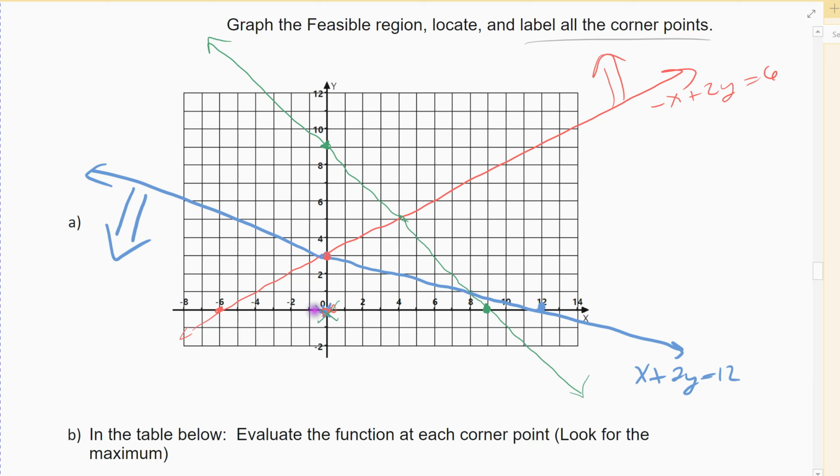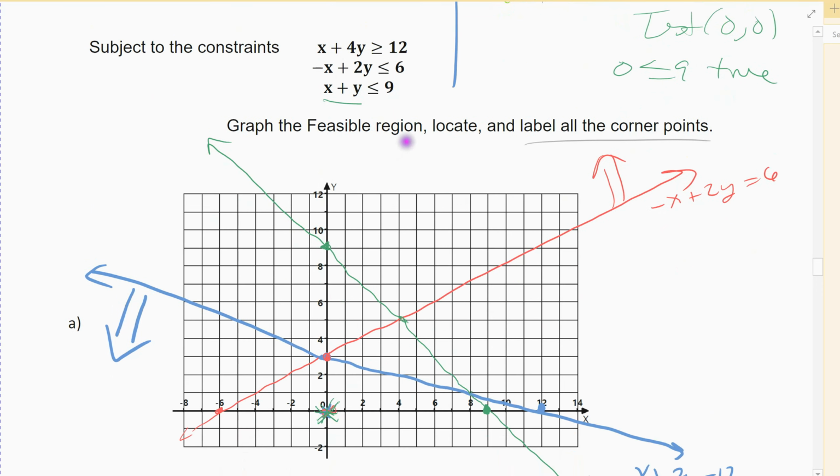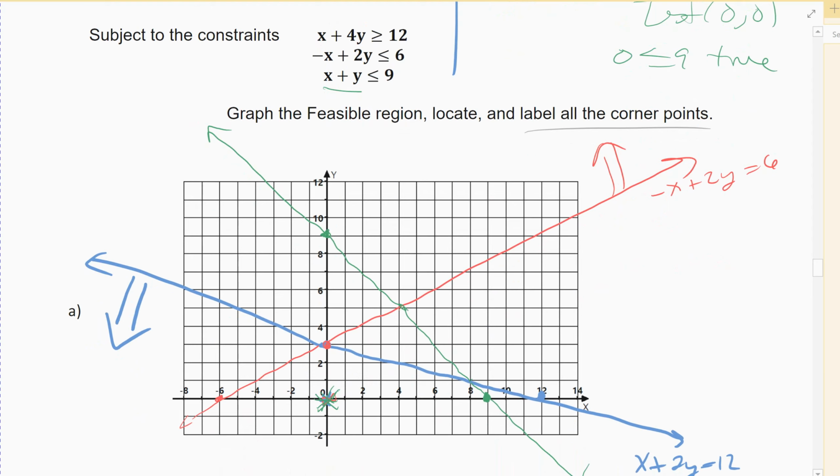So again, I'm going to use 0, 0 to test again. So 0, 0, because it's just easy. Plug it in, so I get 0 less than or equal to 9. That's also true. So the 0, 0 is true. So the 0, 0 is on the true side, so I want to shade on the other side of the green one. So shade on that side of the green, right? Keep the true. And so now I'm going to do my shading.